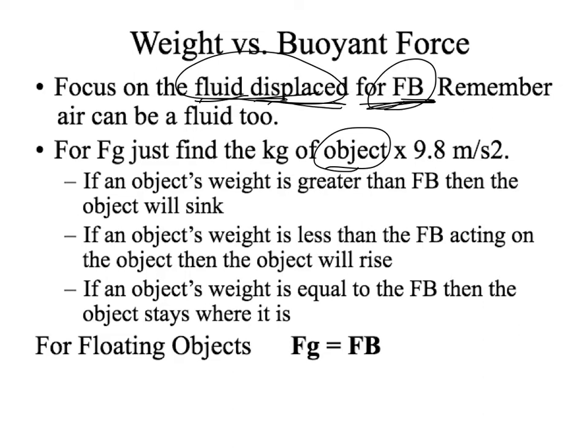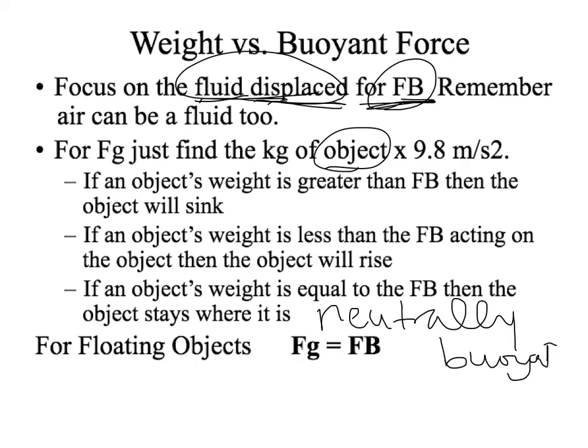If the object's weight is greater than the buoyant force, the object will sink. If it's less than the buoyant force, the object will rise. And if the object's weight is equal to the buoyant force, the object stays where it is. It is called neutrally buoyant. Now, if an object is floating, the F sub G will equal the F sub B. The buoyant force will equal the weight, and the object will be floating.